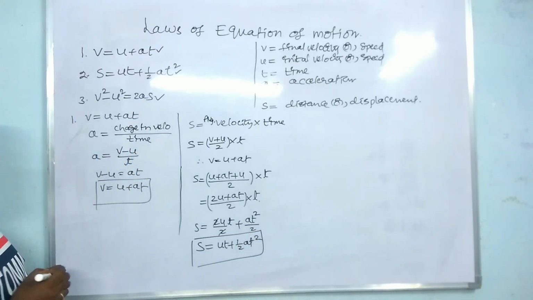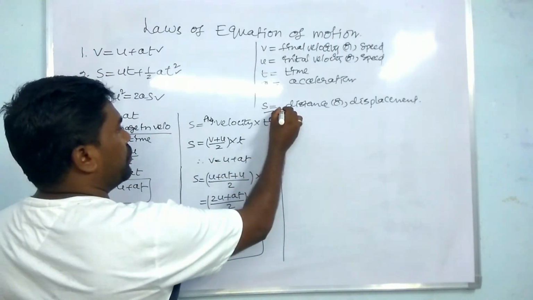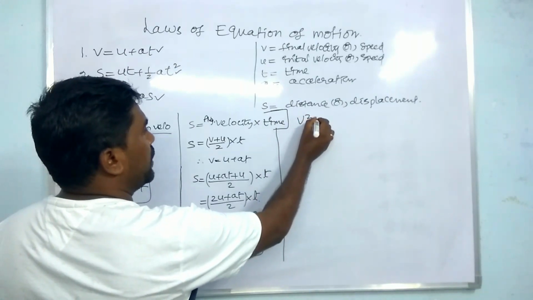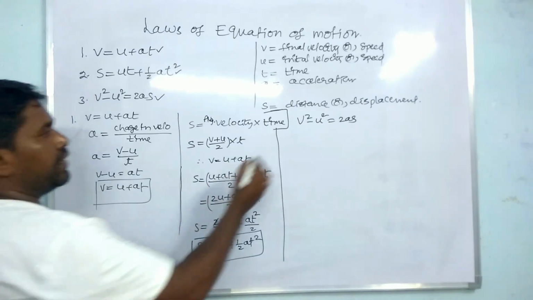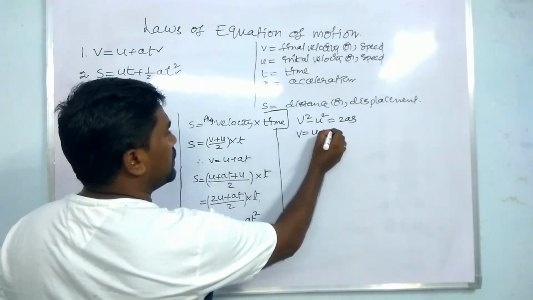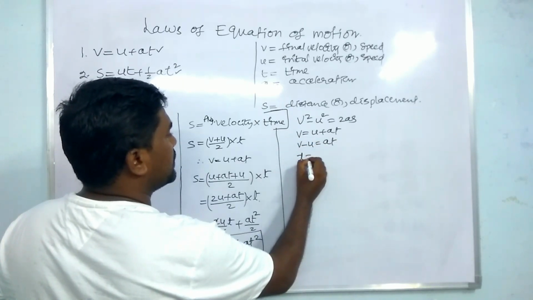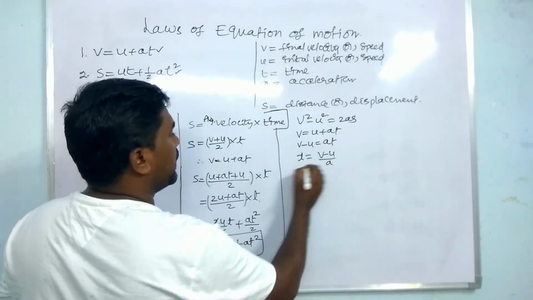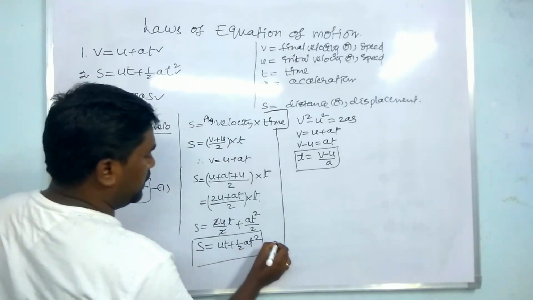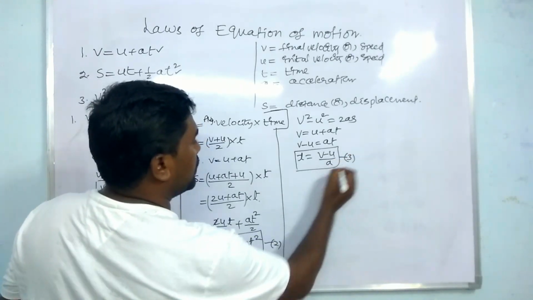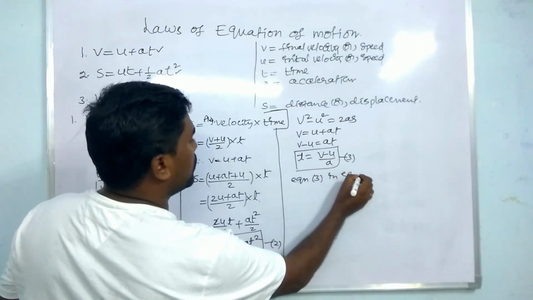Is it clear? And coming to the third equation, how we can derive the third equation, that is V square minus U square is equal to 2AS. Right, here from V is equal to U plus AT, you can write V minus U is equal to AT and t is equal to V minus U by A. Let it be equation 3, substitute equation 3 in equation 2.